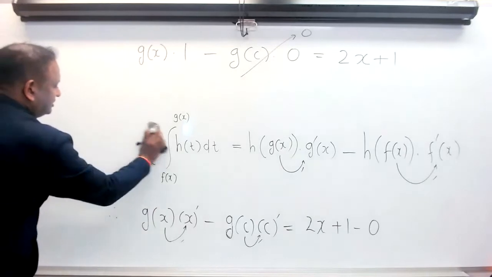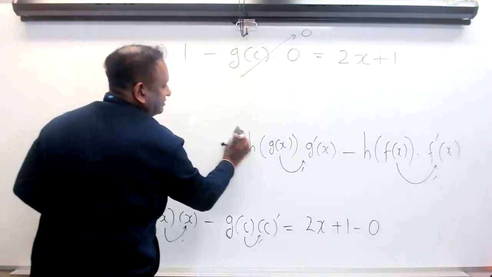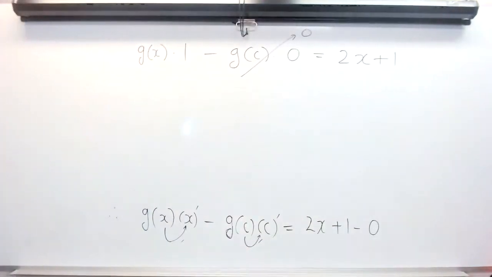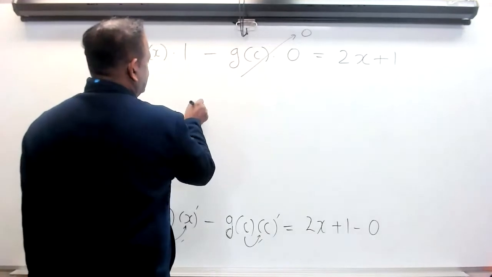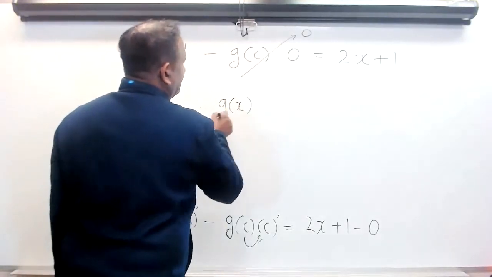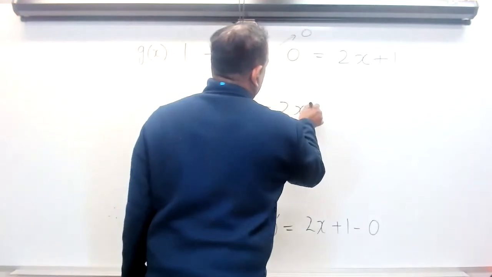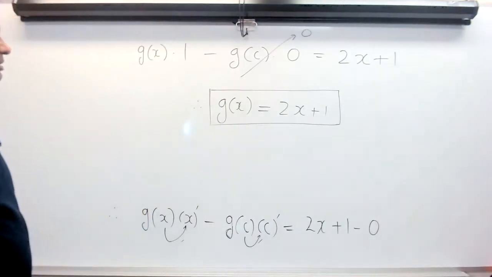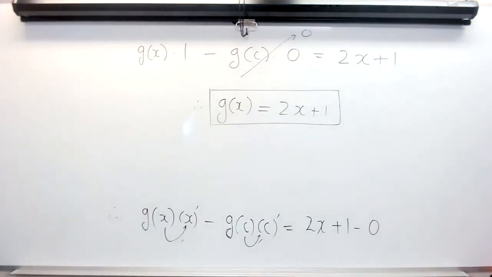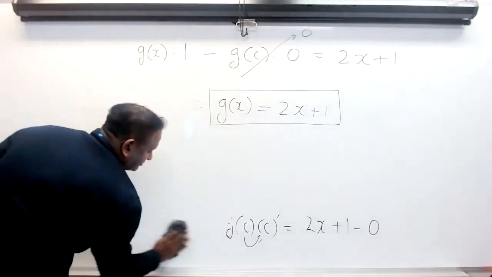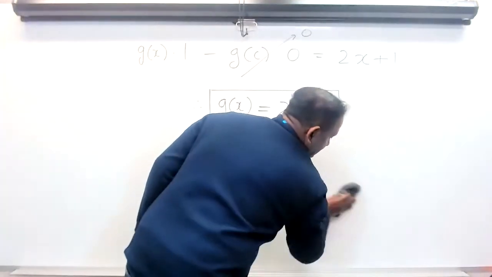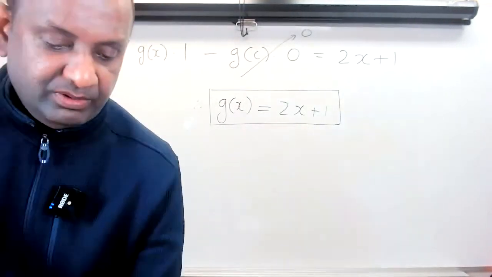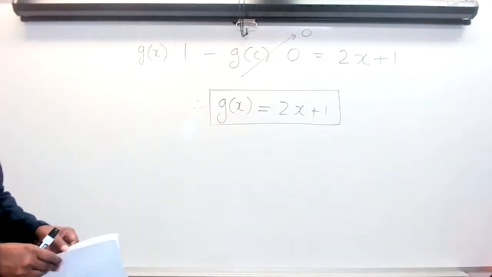Therefore, you're easily left with g(x). Very easy. Therefore, g(x) times 1 is g(x). On this side is nothing but 2x plus 1. That's how we find g of x. Then what are they looking for? Not only that, the c value.